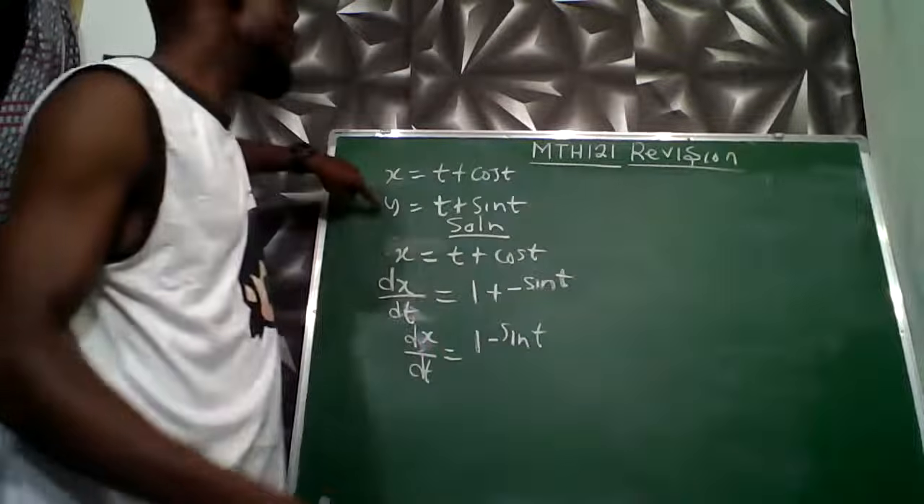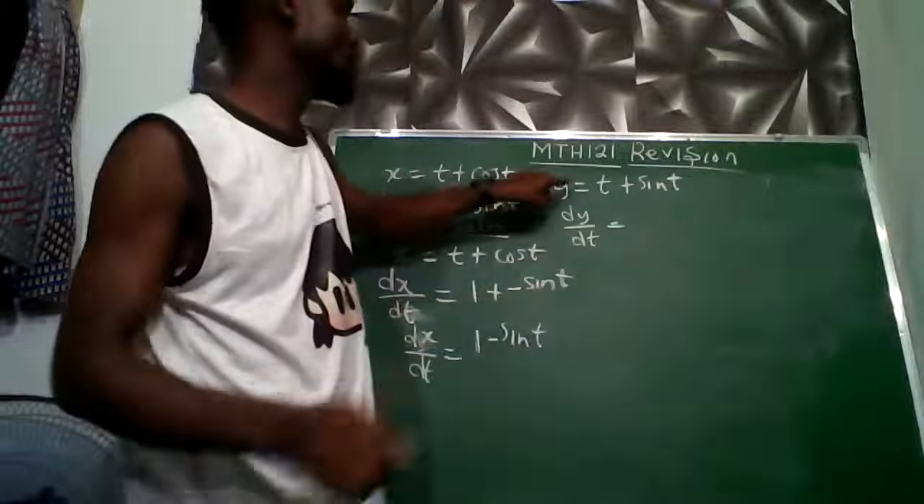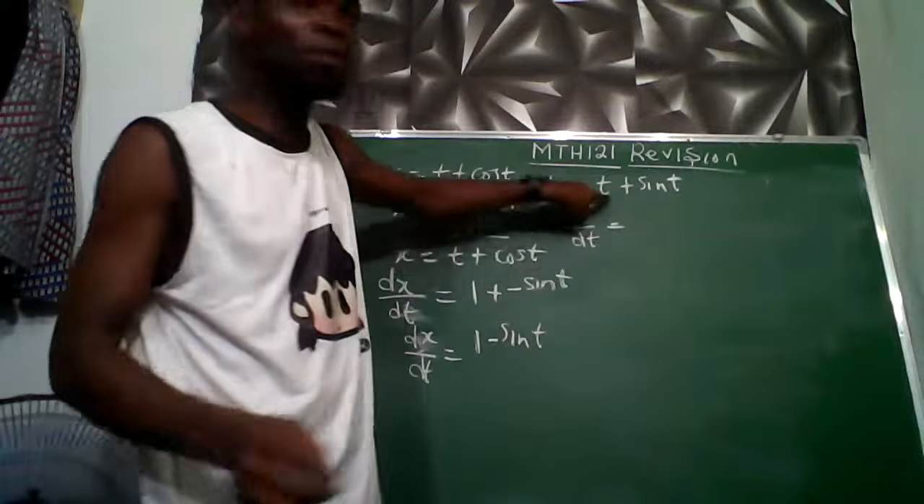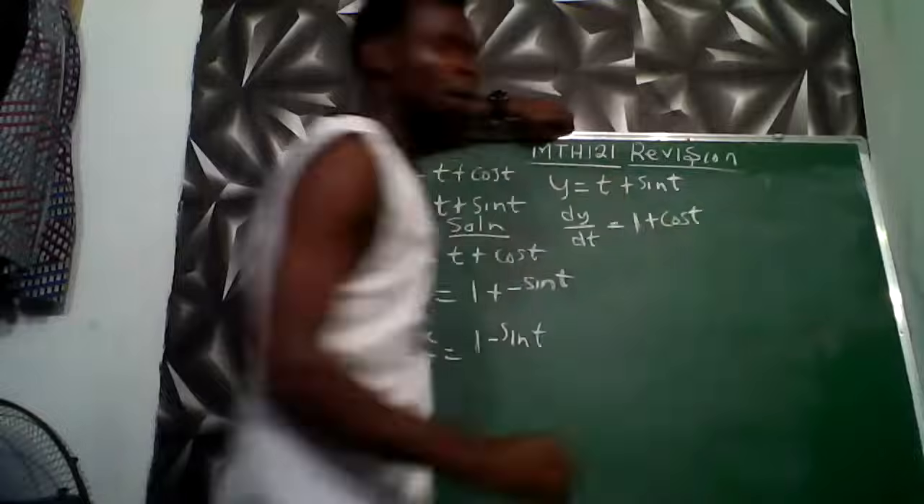Next, you pick the next function there, which is y being equal to t plus sin t, meaning that dy/dt will be, what's the derivative of t? 1. So you have 1 plus, what's the derivative of sin t? cos t. So you have cos t.